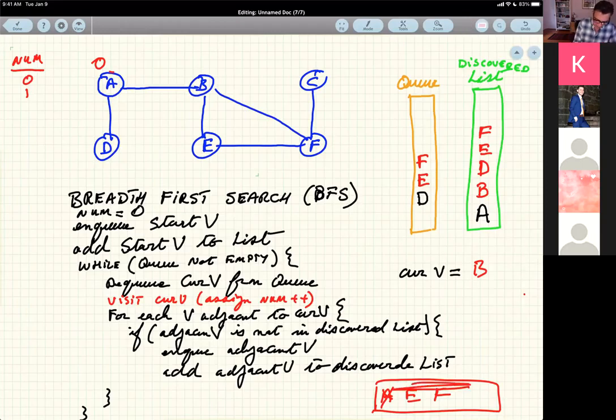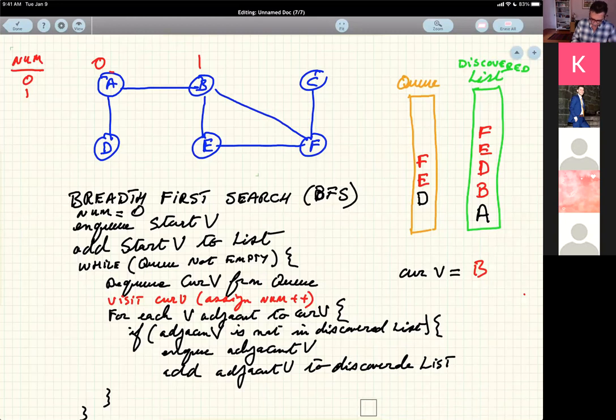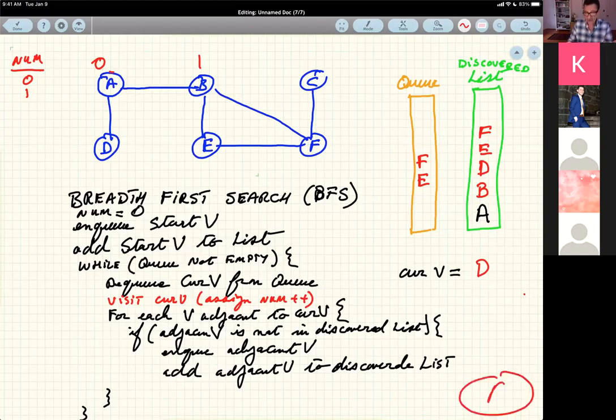I've given it the number 1, right? And now I go back and dequeue the next element. The next element is D. The vertices that can be reached from D are A. That's the only one that can be reached. Is it in the discovered set? Yes, it is. So I number D as 1, and keep going.